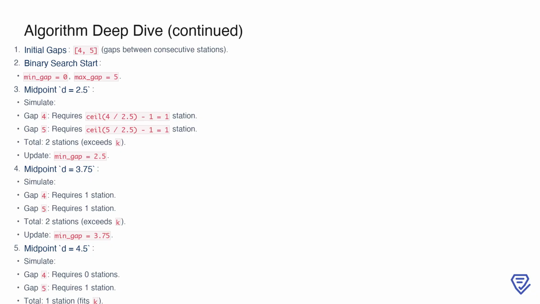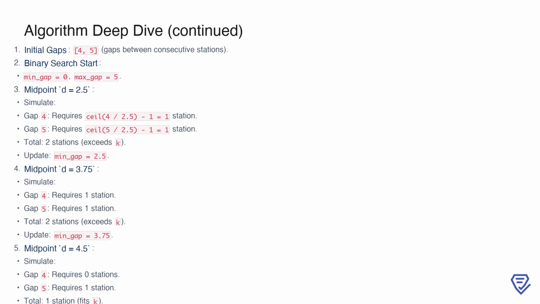First, we test the midpoint d equals 2.5. To simulate, the gap 4 requires ceil(4/2.5) - 1 equals 1 station, and the gap 5 requires ceil(5/2.5) - 1 equals 1 station. This totals 2 stations, which exceeds k. So, we update min_gap to 2.5. Next, we try d equals 3.75. Again, each gap requires 1 station, totaling 2, which is still more than k. We update min_gap to 3.75.